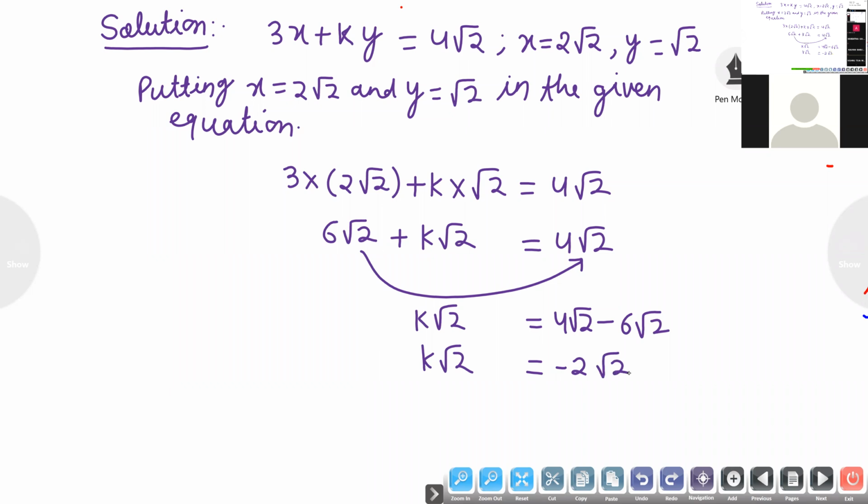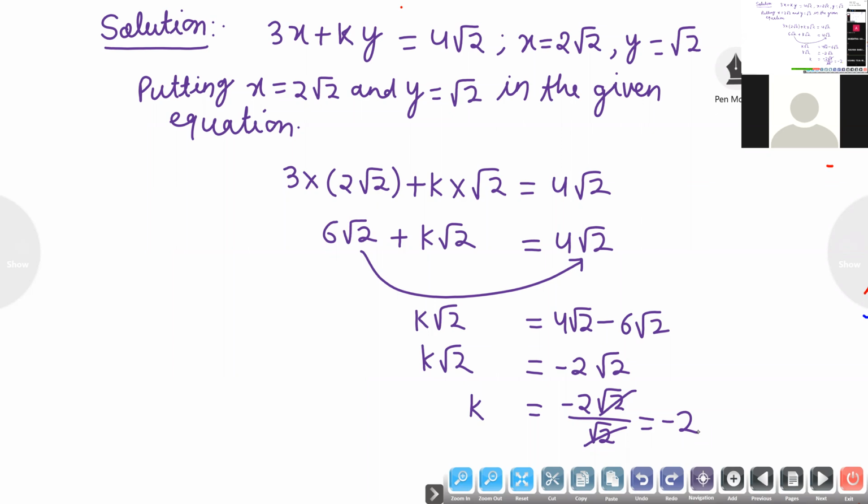Now, you are observing, students, k square root of 2 is equal to minus 2 square root of 2. Both sides have square root of 2, so I can cancel it out. Then k is equal to minus 2. The value of k is minus 2. Now the question asks, can there be more than one value of k? No, there is only one value of k, that is minus 2.